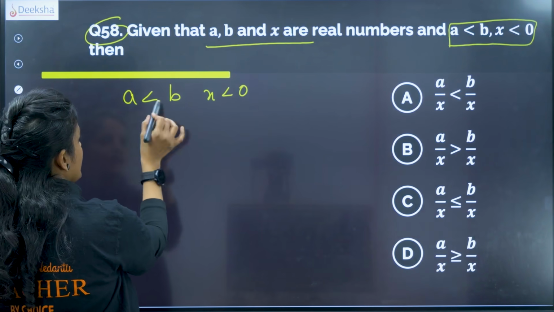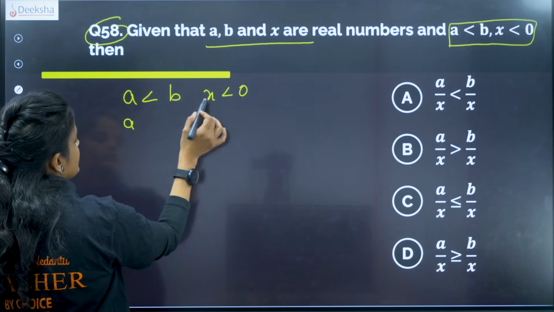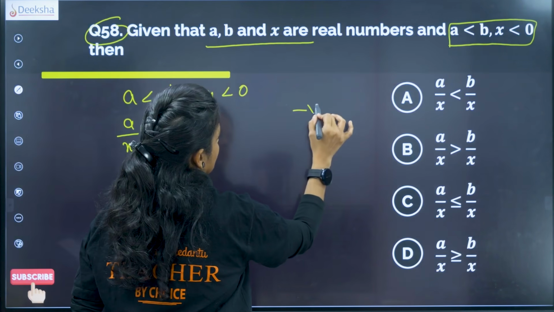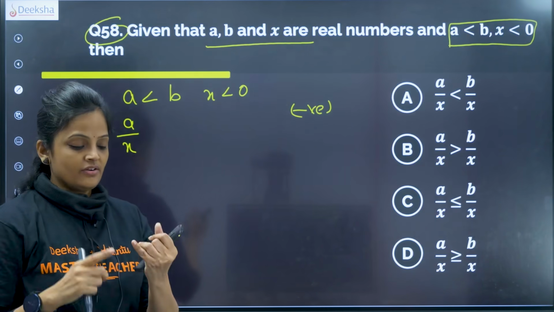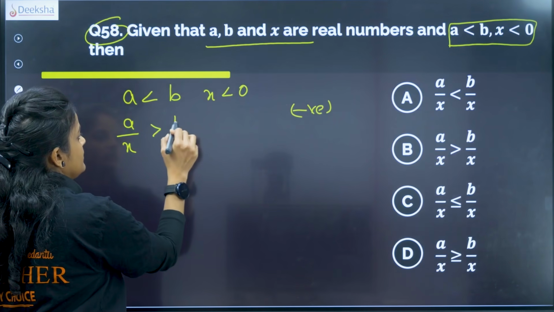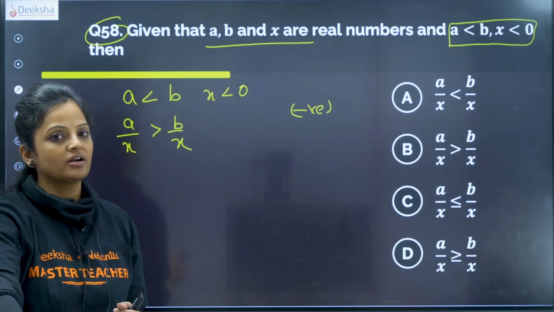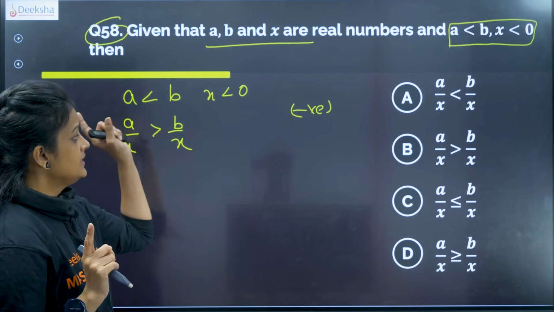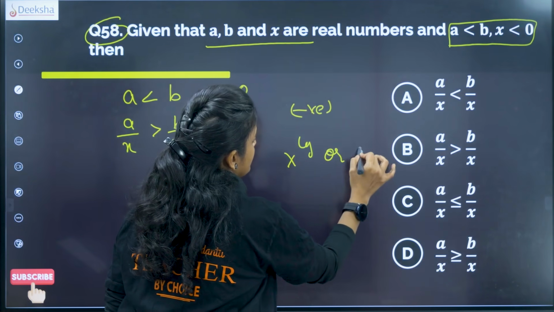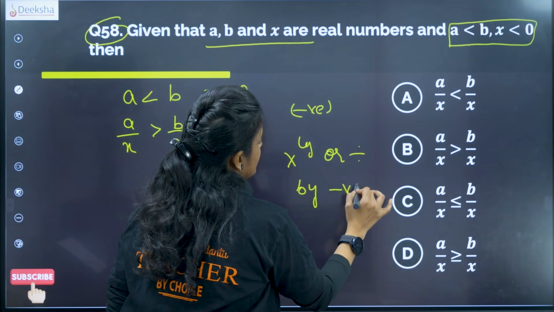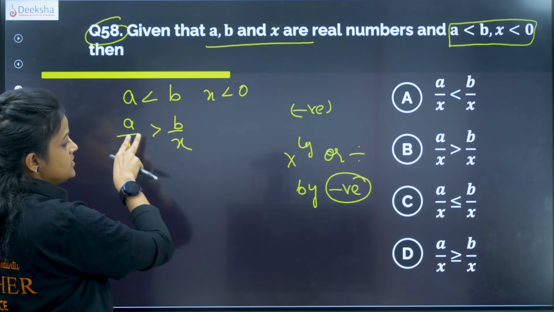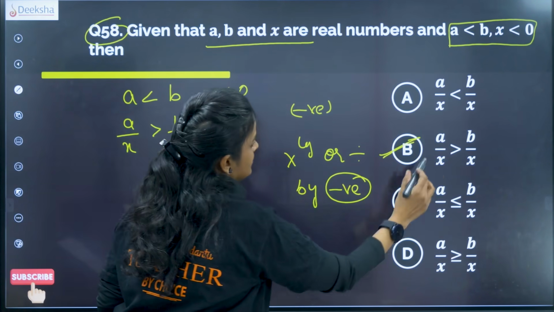If a is less than b, and I divide the inequality by a negative number, what does the property say? If you multiply or divide by a negative number, the inequality will reverse. That is all you have to do. There is one property in inequality: if you multiply or divide by a negative number, the inequality reverses. So if you reverse it, you have the answer. That's all.